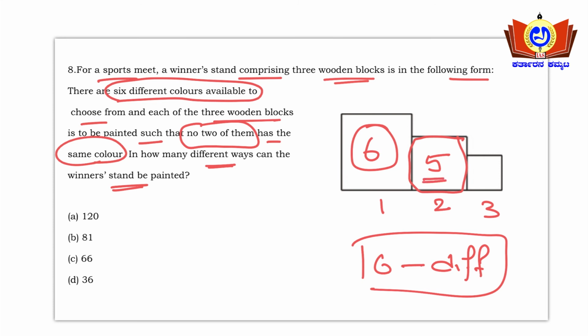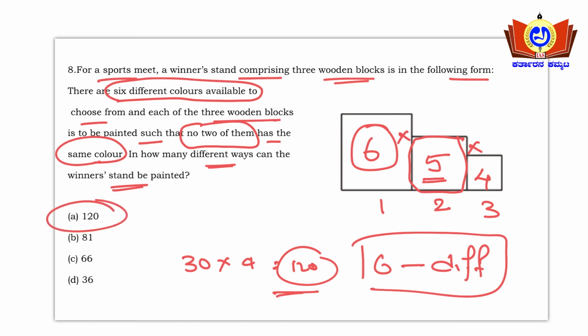And in the third block, how many colors will be there? 4 colors will be available here. So 6 into 5 into 4 here, 6 5s are 30, and 30 into 4 will be 120 here. So in 120 different ways this stand can be painted here. Option A, 120, is the right answer here. So moving on to the next question.